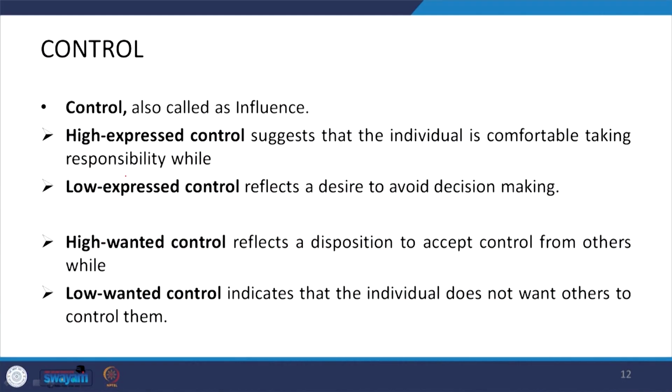High expressed control suggests that the individual is comfortable taking responsibility. So when a person expresses high control, he is ready to take responsibility. Low expressed control reflects a desire to avoid decision making, so those who have low expressed control have the desire to avoid decision making. High wanted control reflects a disposition to accept control from others, while low wanted control indicates that the individual does not want others to control them.